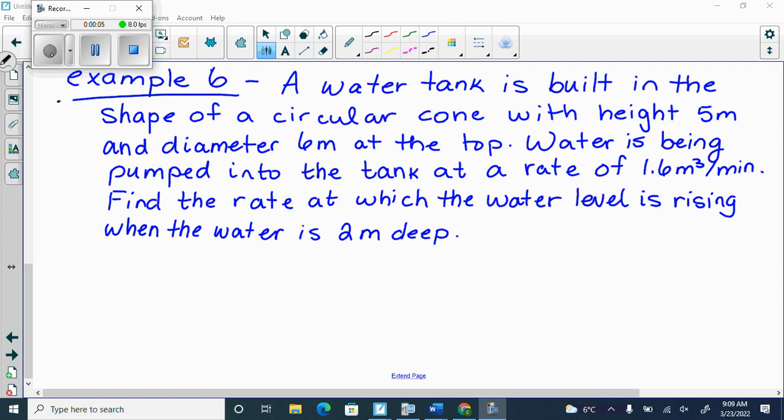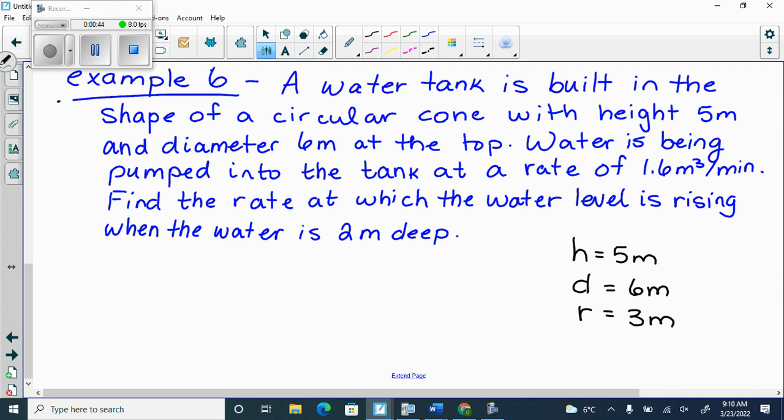A water tank is built in the shape of a circular cone with a height of 5 meters and a diameter of 6 meters at the top. So that is actually the shape of the cone, correct? It has a height of 5 meters and a diameter of 6 meters, which I'm actually going to need a radius, so it's going to be 3 meters. And you'll see why I need a radius instead of a diameter in a second. So that is the actual cone. It is a height of 5 and a radius of 3, diameter of 6.